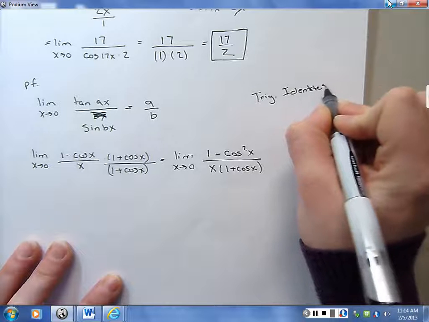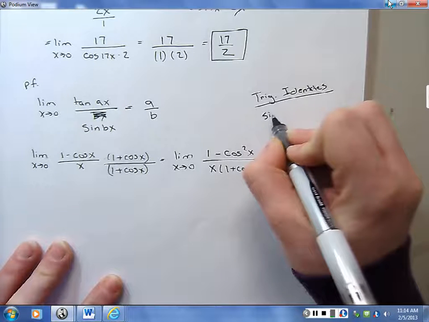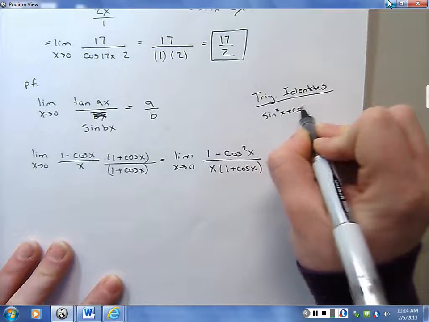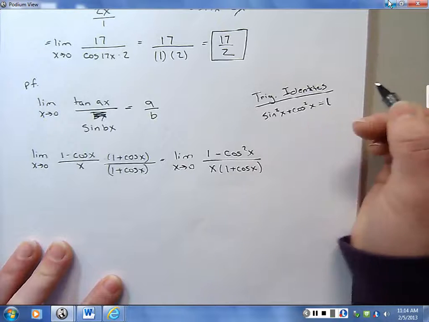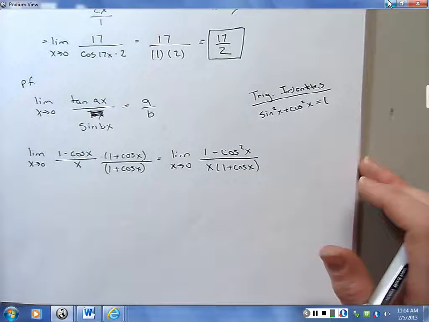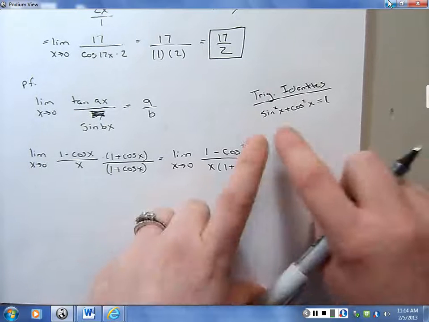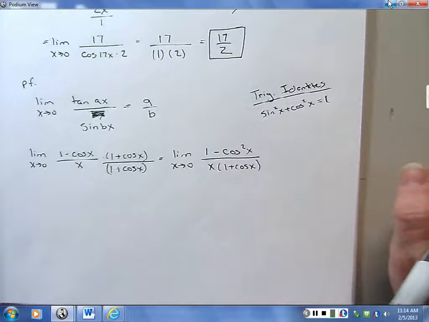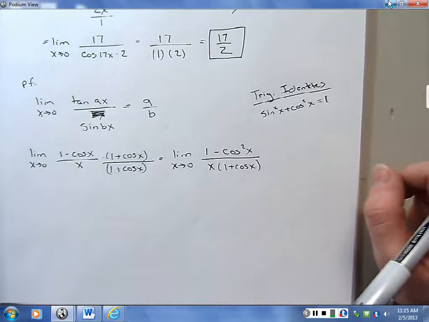So the trig identities, I have sine squared x plus cosine squared x equals 1. You guys remember that one? The Pythagorean trig identity, sine squared x plus cosine squared x equals 1. That's the only one you really have to memorize. The other two you can get from this one.